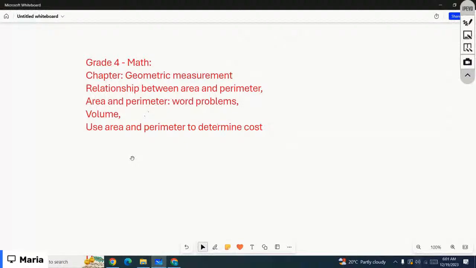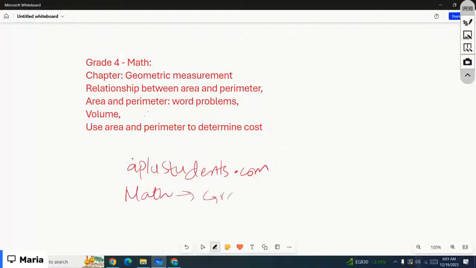We are here for grade 4 math. You can find all the lessons on aplusstudents.com. You have to log in there using your email address, and the password is provided by the administrator. Then you have to select math from the subject tab. Scroll down to grade 4 and then click on view all lessons. So there you can find a list of the chapters.